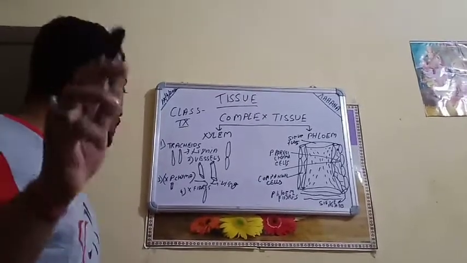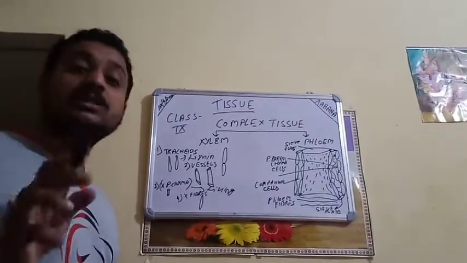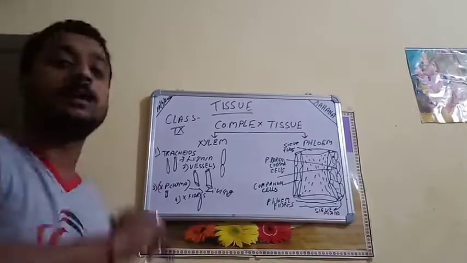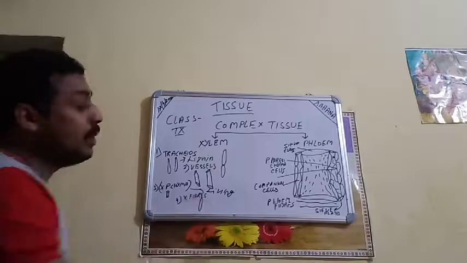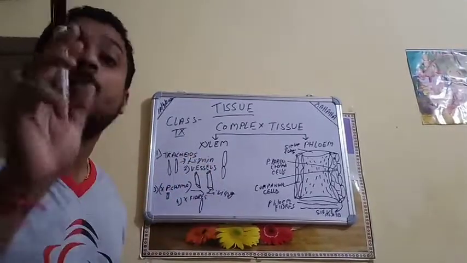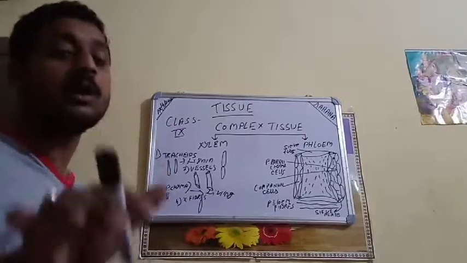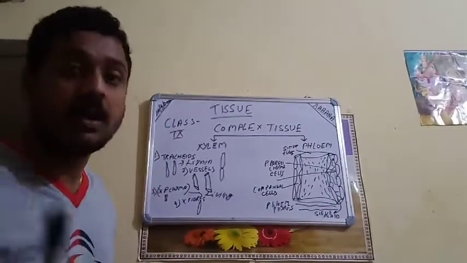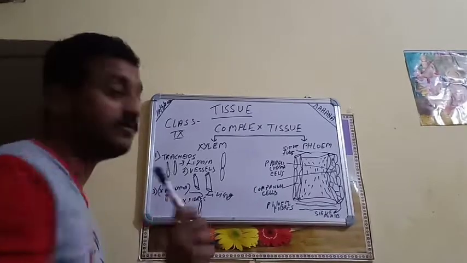Now, this is about the vessels. What is the main work of vessels? Vessels will conduct water more than the minerals. I said tracheids will conduct water and minerals both, but vessels will conduct water more than the minerals. Means more water and less mineral it will conduct. We cannot say it will not conduct mineral. The mineral quantity will be less in vessels.